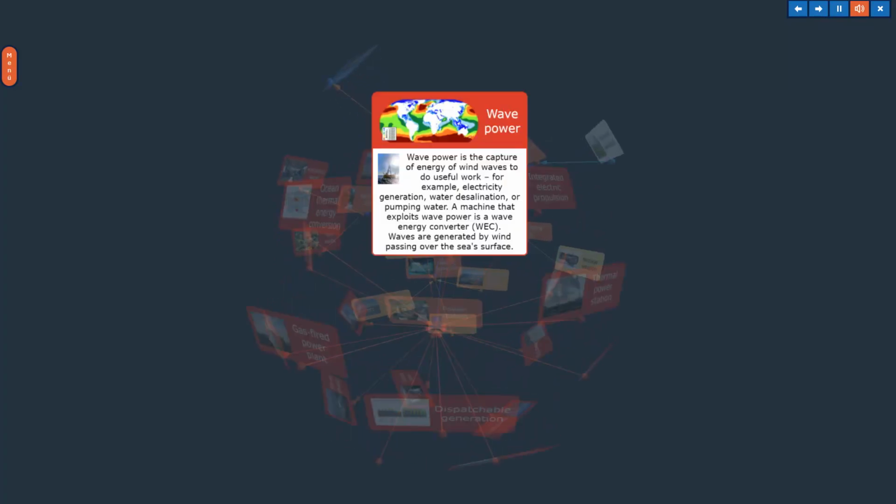Wave power. Wave power is the capture of energy of wind waves to do useful work, for example, electricity generation, water desalination, or pumping water. A machine that exploits wave power is a wave energy converter (WEC). Waves are generated by wind passing over the sea's surface.